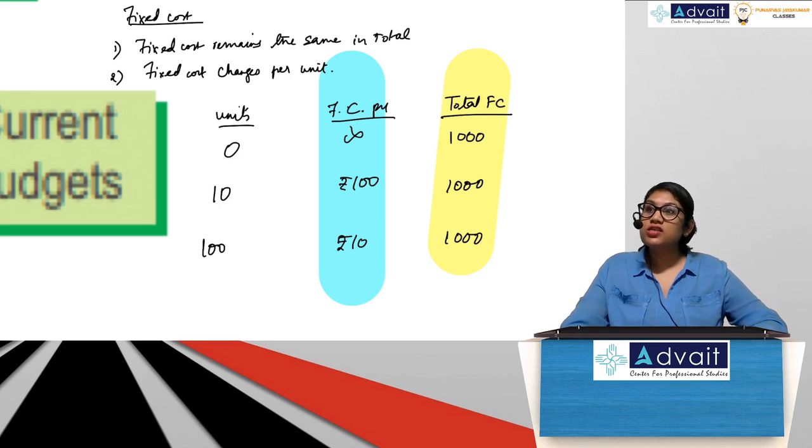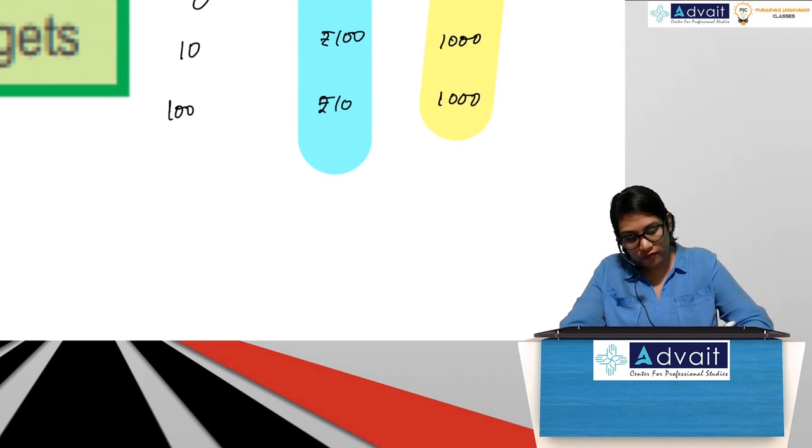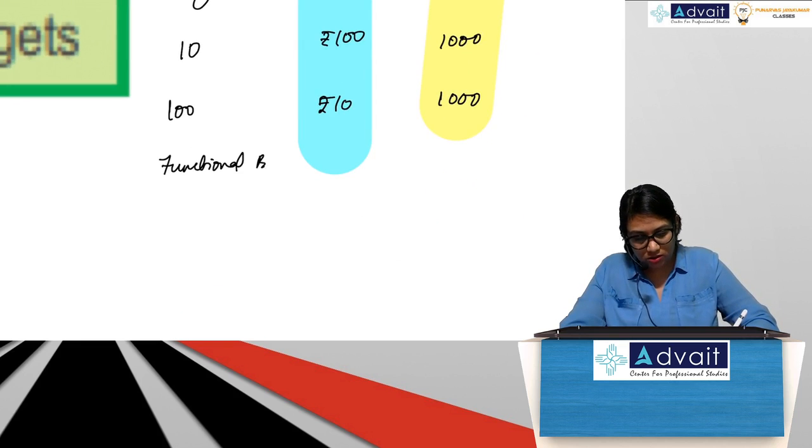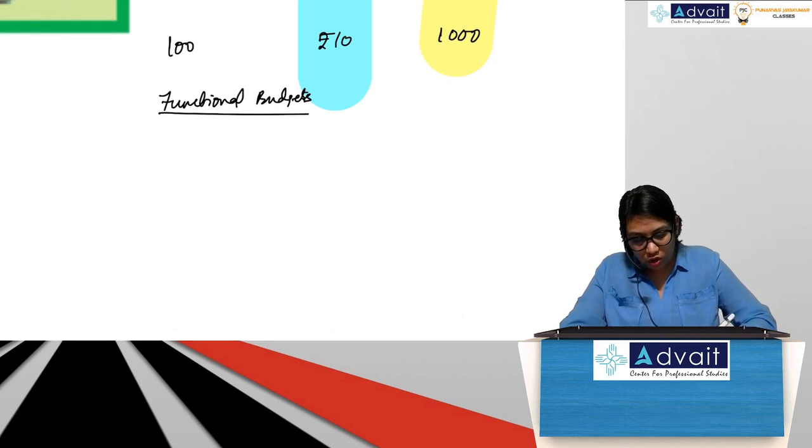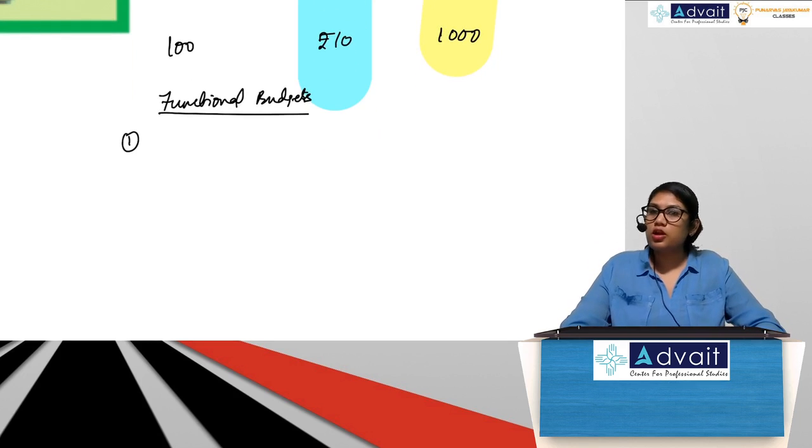Now the second kind of problem that you will be solving is the preparation of functional budgets. Guys, the various functions in an organization like purchase, sales, labor, all of those things, you may be asked to prepare a budget for the respective function.